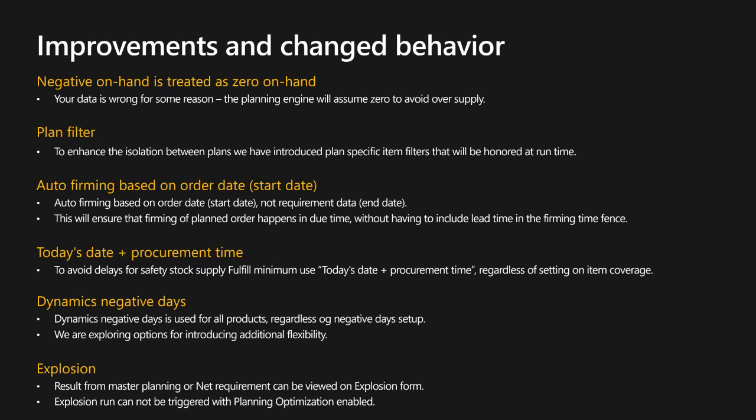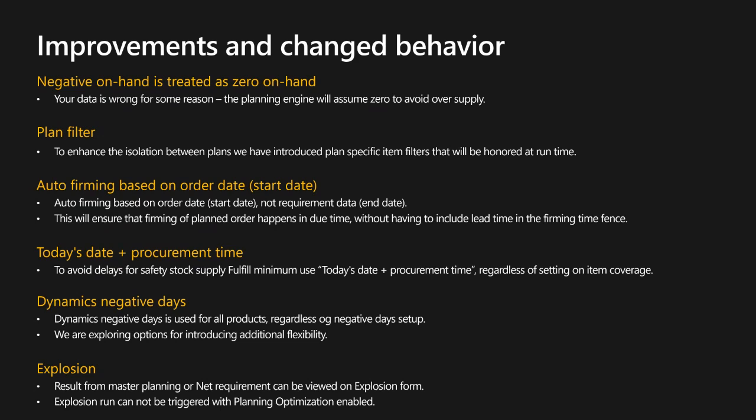You want to firm everything that needs to start within the next 5 days to ensure that you get the orders executed so that they can be completed in time. Maybe some of your orders have a lead time of 10 days. In this case, with the old system, you would have to set it to 15 days for these to be included. With a new order firming based on order date, you can simply set it to 5 days, and then you don't have to worry about the lead time.